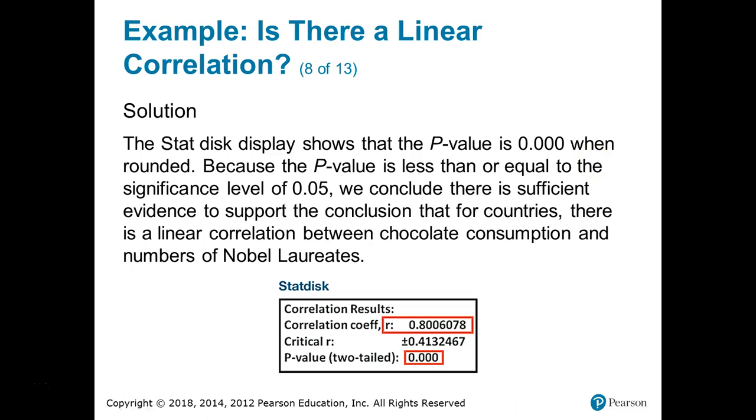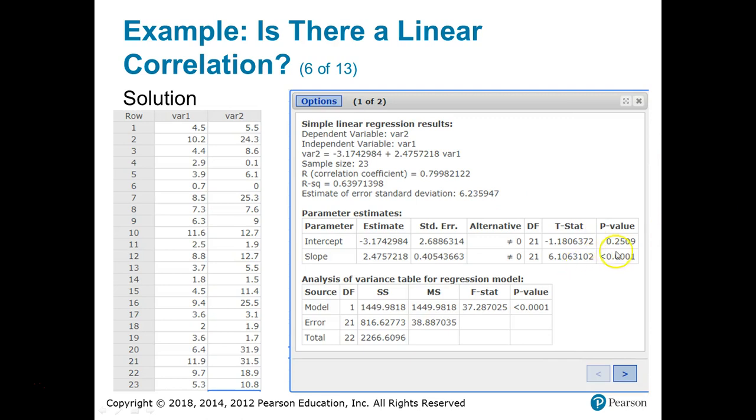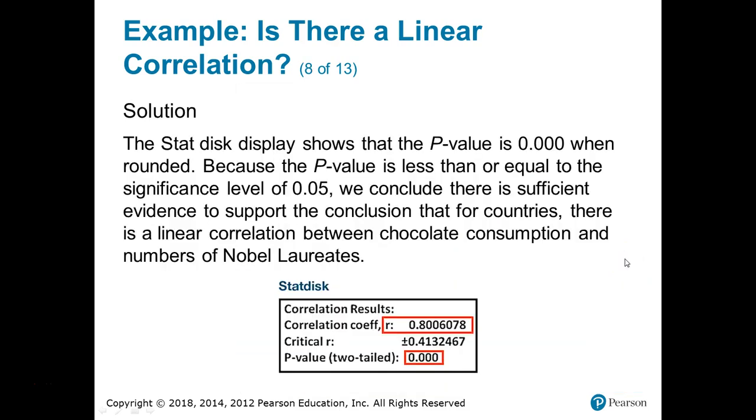Okay, so the StatCrunch output below shows the p-value is essentially 0. What does this show over here? The p-value is essentially less than 0.0001. Really, really, really small. So if the p is low, what does that mean? The null must go.